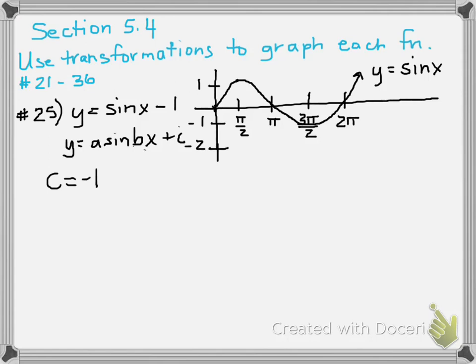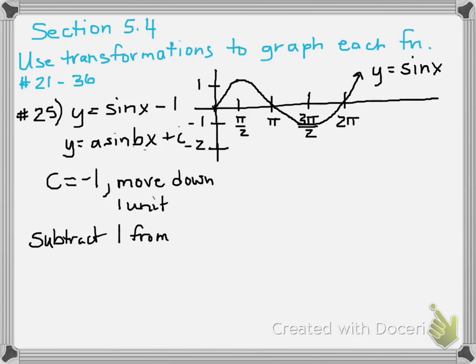Because c is equal to negative 1, using graph transformations, that means it's going to move down 1 unit. The other thing it means is that from the original table that's used for the parent function, you're going to subtract 1 from each y coordinate. So I'm going to write that here too, of the parent function.